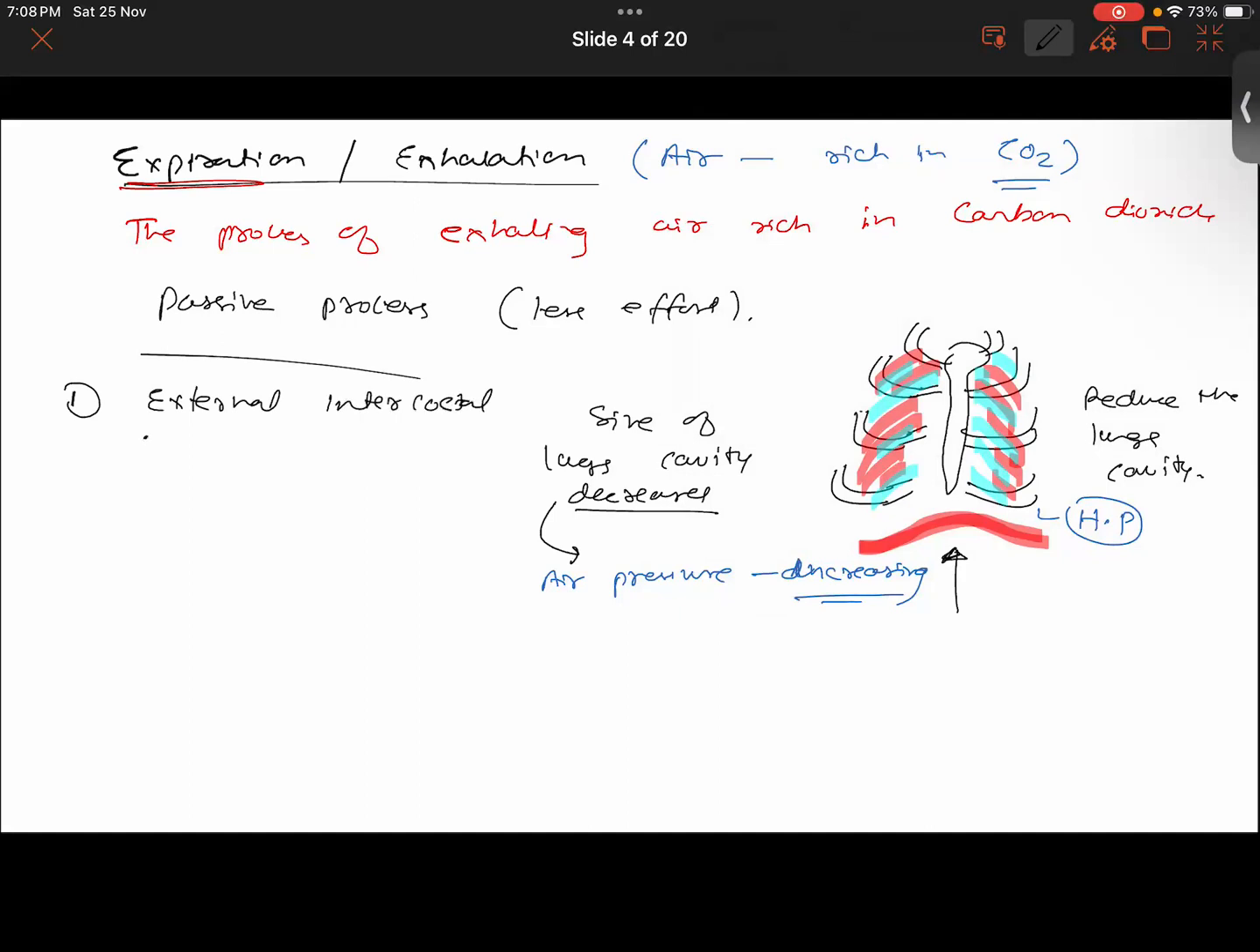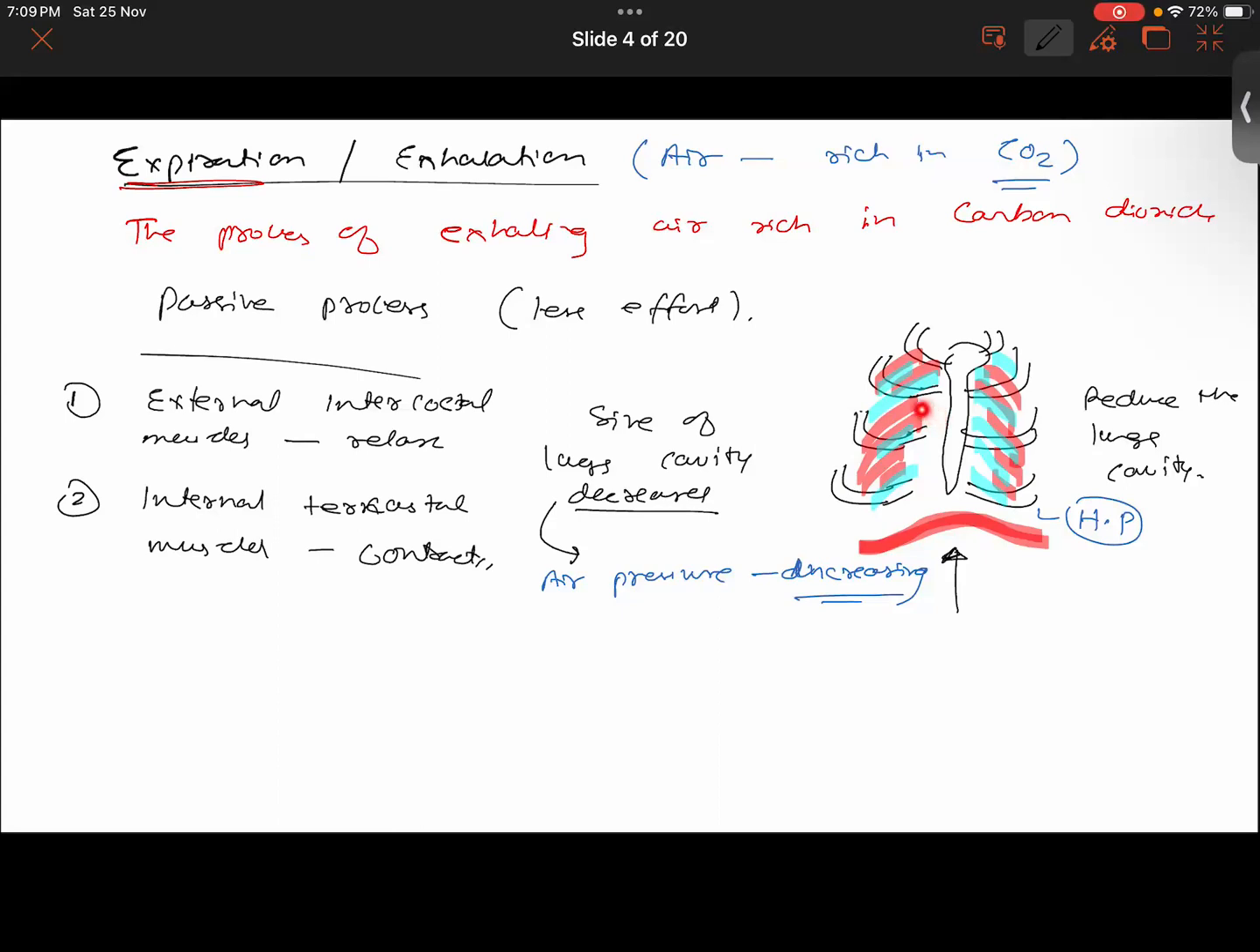Intercostal muscles, they will do what? They will relax. And the internal intercostal muscles, they will contract here. They will contract here, right?